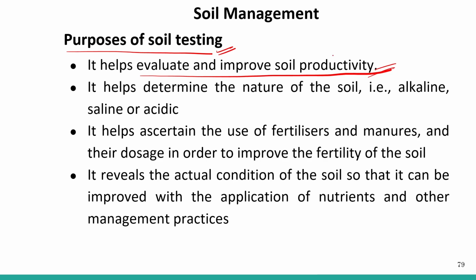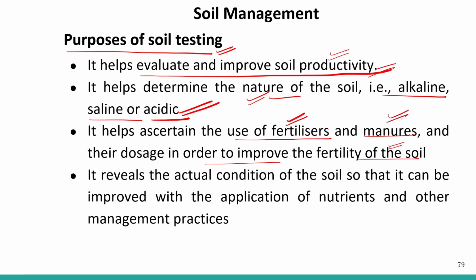So it helps to improve the productivity of the soil. It helps to determine the nature of the soil, that is whether the soil is alkaline, saline or acidic. So this is also very, very important to know the nature of the soil. It helps to ascertain the use of fertilizer and manure and their doses in order to improve the fertility of the soil. So before adding any fertilizer or manure to the soil, this is a very important step to know the quality of the soil, and this can be done by doing soil testing.